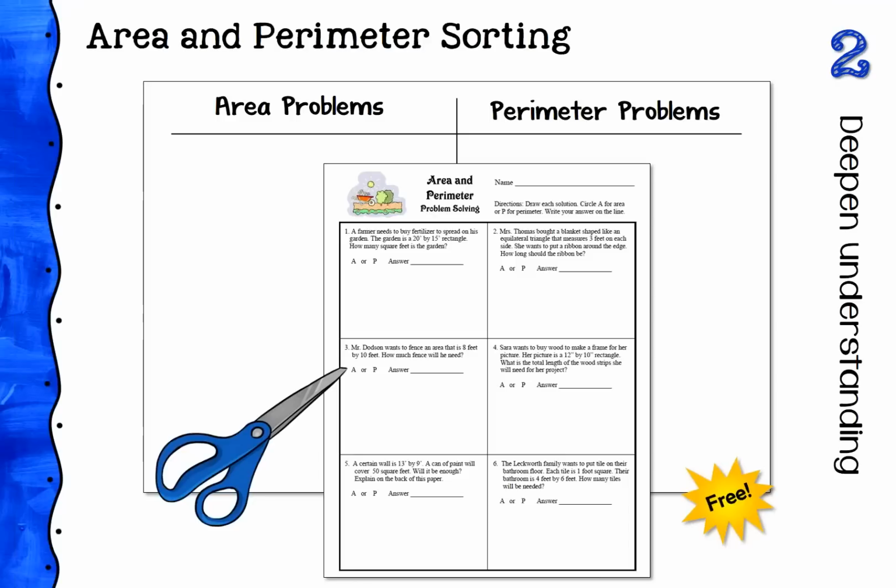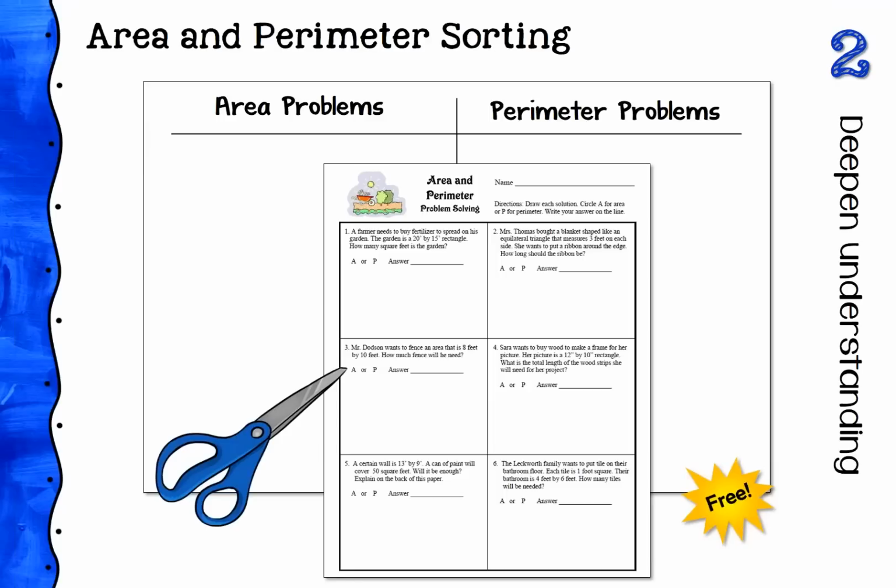So I came up with this worksheet, which is free on that Freebies page, where the kids first read the problem, and then they have to circle either A or P to identify if it's an area or a perimeter problem. And then they draw out the solution, like draw the garden or draw the wall or whatever, a diagram, and then work out the problem and put the answer. But a sorting activity would work really well here as kind of an intermediate activity, especially to help kids that are having trouble with this.